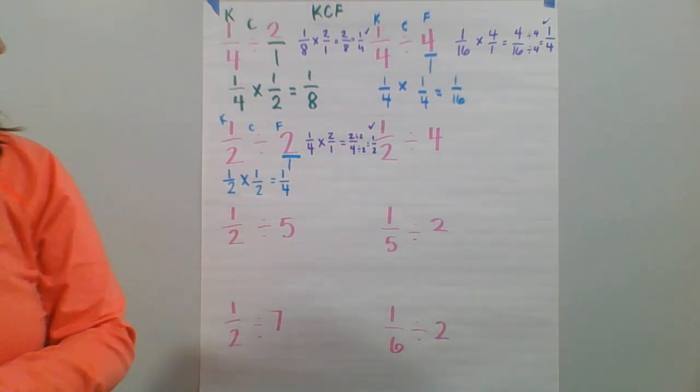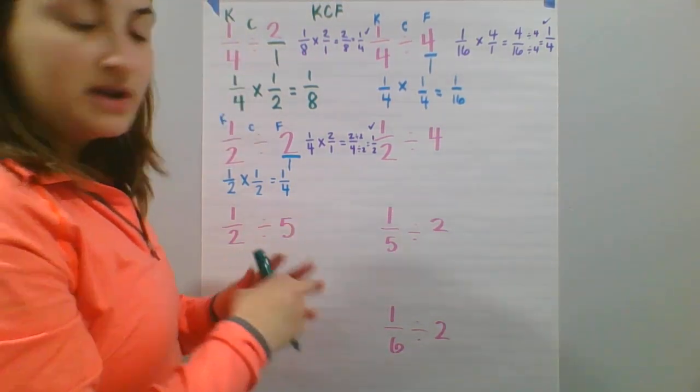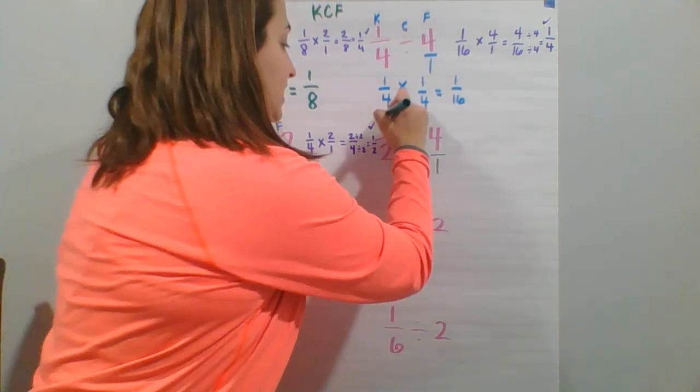All right, take a look at 1/2 divided by 4. It becomes 1/2 divided by 4/1. We keep 1/2.